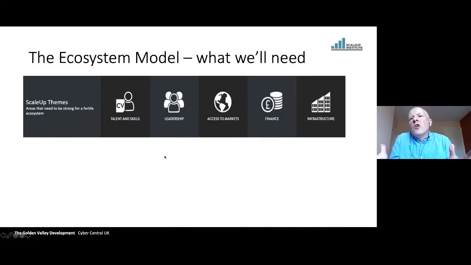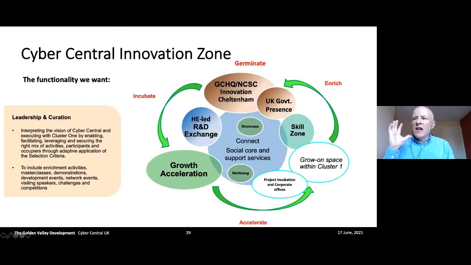And so what do we look for, to grow innovation? We need the people and skills. We need the leadership. We need the access to markets and new companies. We need investment, and we need infrastructure. And those are the sorts of things that we're building. So for Golden Valley, we are right in the thick of a procurement process to get a developer in and an innovation operator, working again with the amazing ecosystem that's already there.